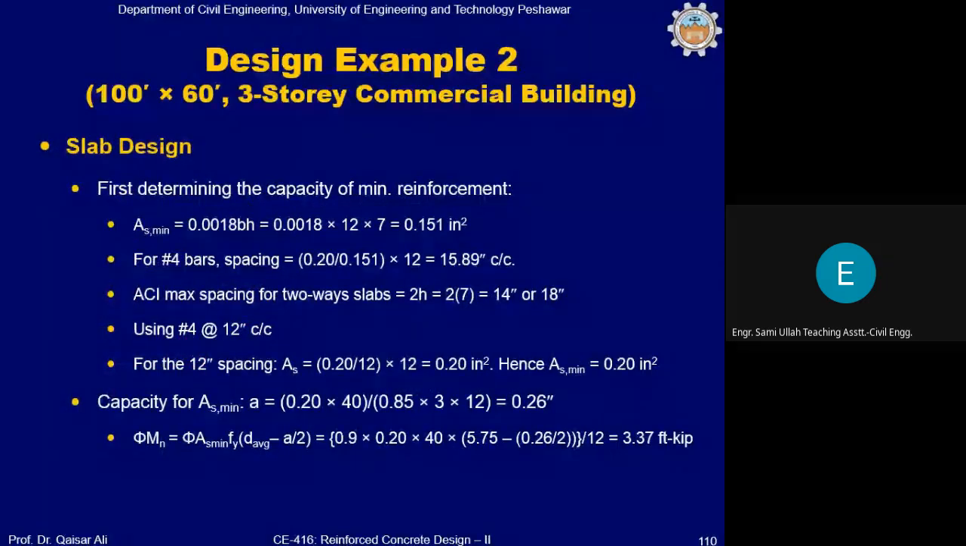Now, how to design the slab? So again, the same way. First of all, you will calculate the minimum reinforcement. For number 4 bar, the spacing is 15.89. Maximum spacing allowed is 14 inch or 18 inch, because 2 times the slab thickness is the maximum spacing requirement for a 2-way slab system.